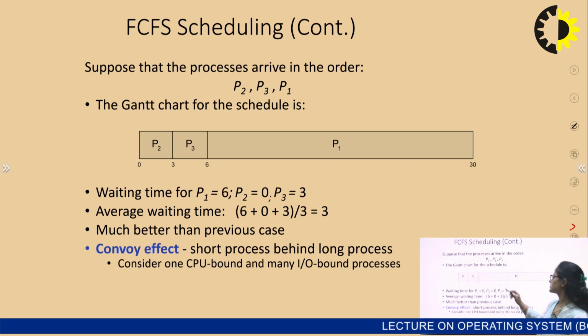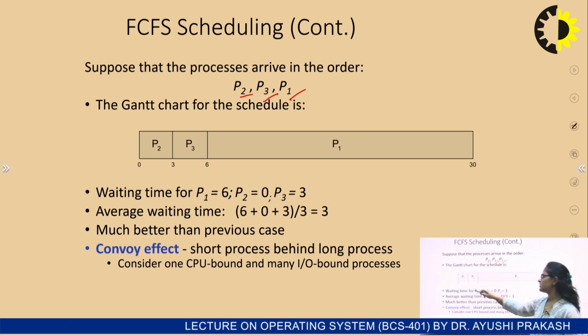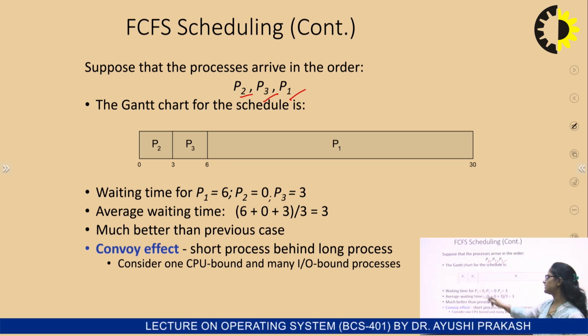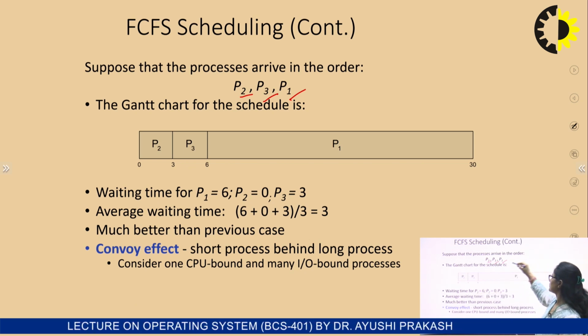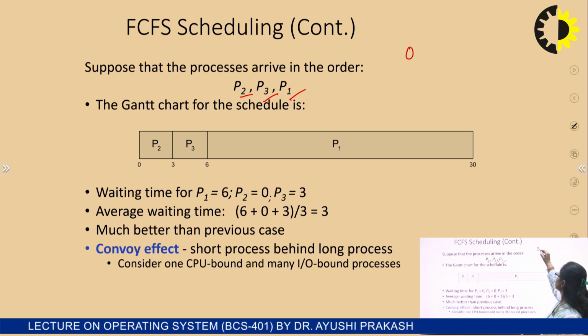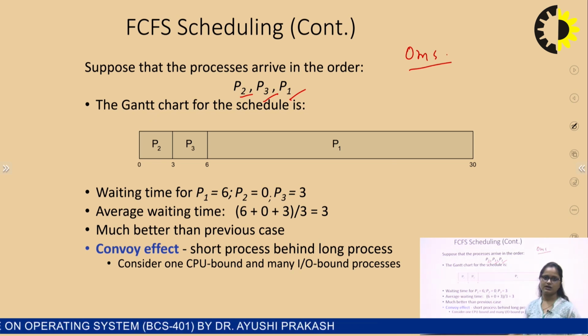Now the process P2 will arrive first. Same as in FCFS, P2 will arrive first, then P3 will arrive, and then at the end P1 arrives. So we can see here P2 arrived at 0 milliseconds, P3 arrives at 3 milliseconds. So P2, P3, P1 all arrive at the start, and we can see in the last slide.